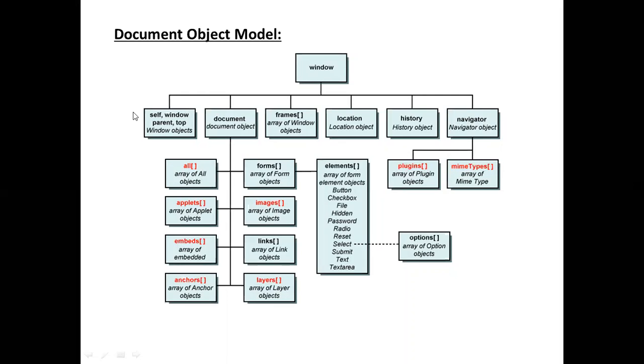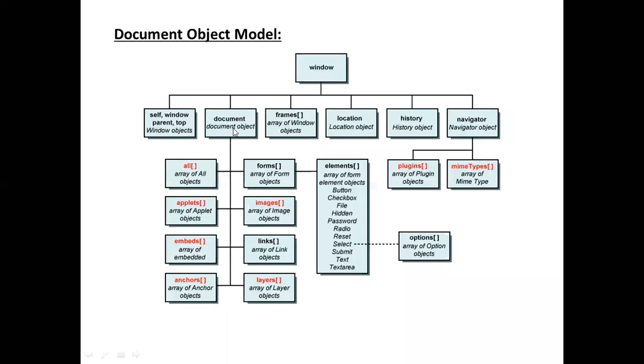Okay, this one is the tree structure for the document object model. In the tree structure, the first root element is the window. Here window is the browser window. In the window there is a self window.